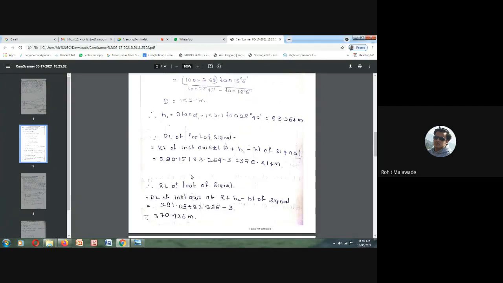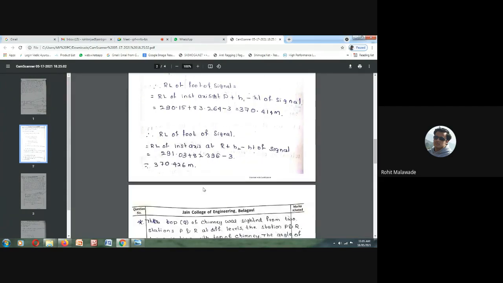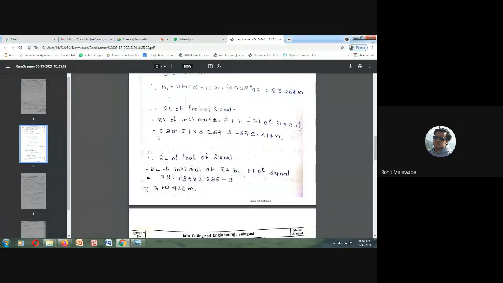So B plus D tan alpha 2 is 252.1 into tan alpha 2, which is 18 degrees 6 minutes. Then I will be getting this particular answer. One step I have skipped from here. Okay, is it clear to you all?